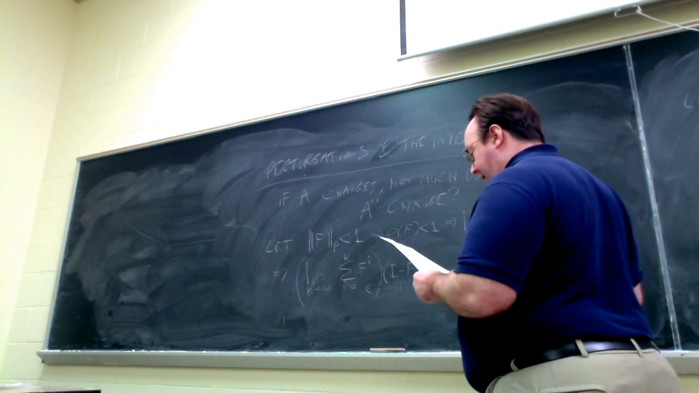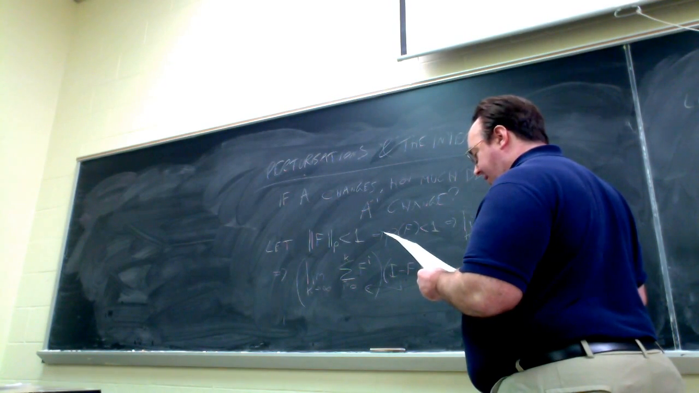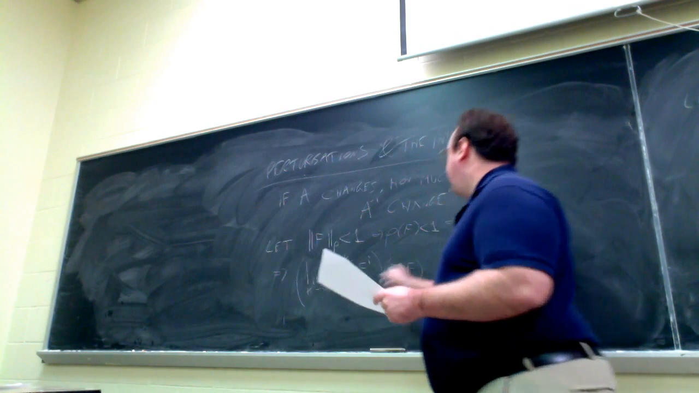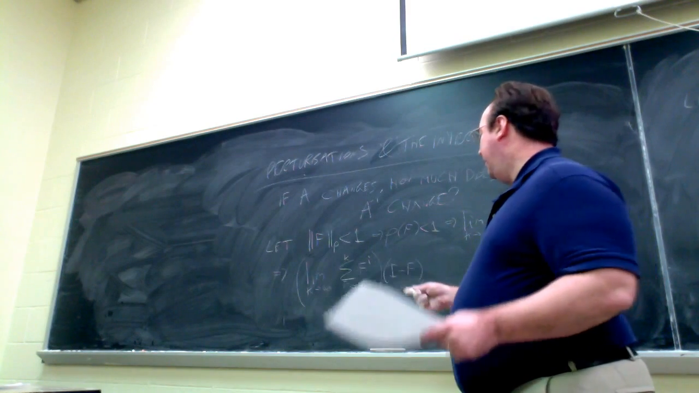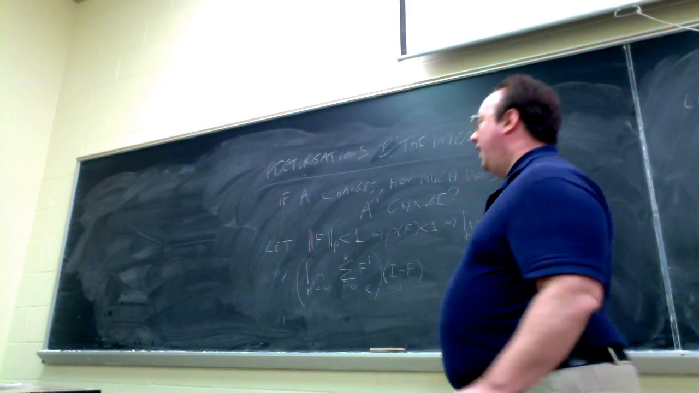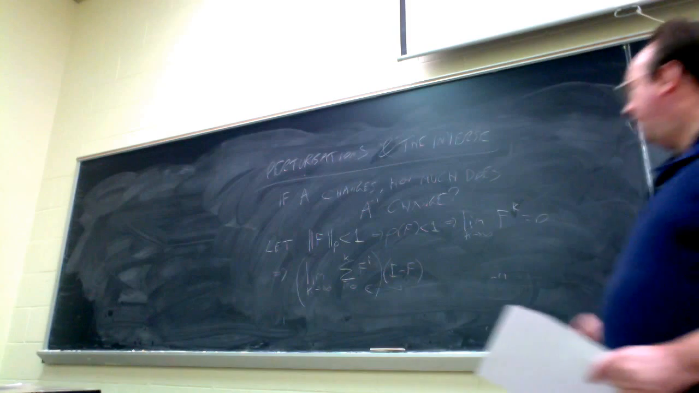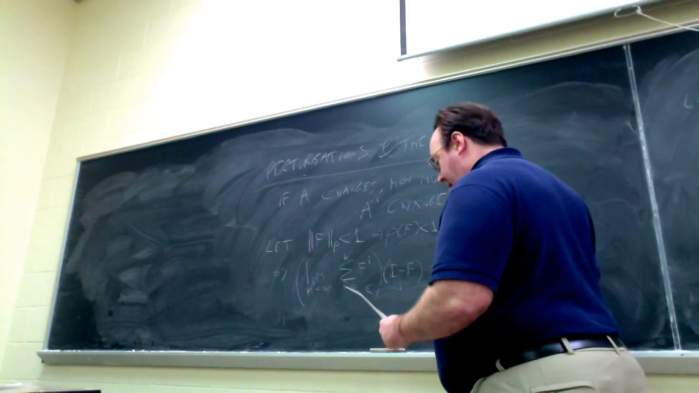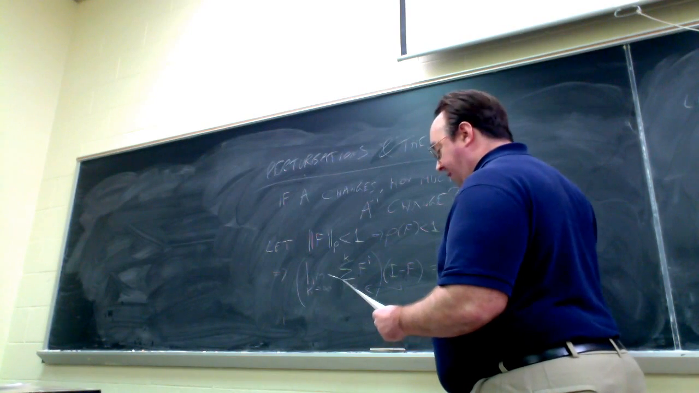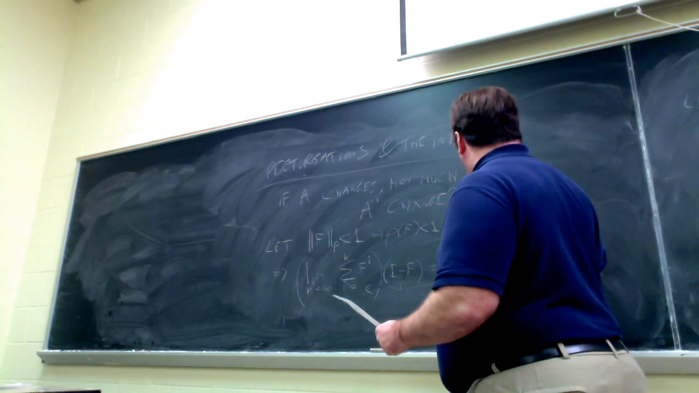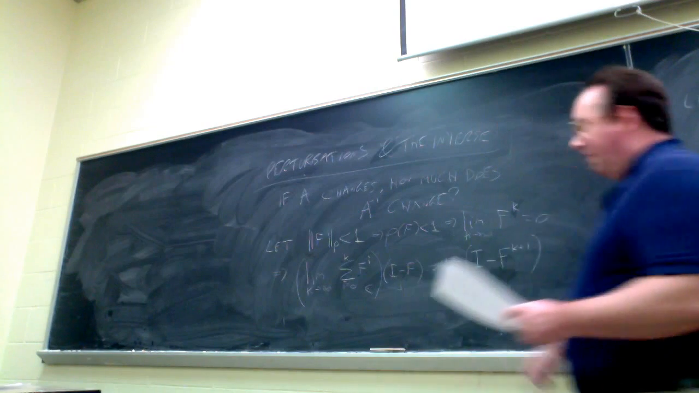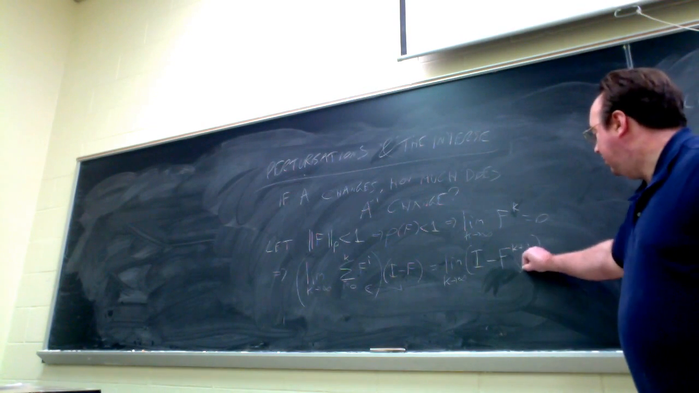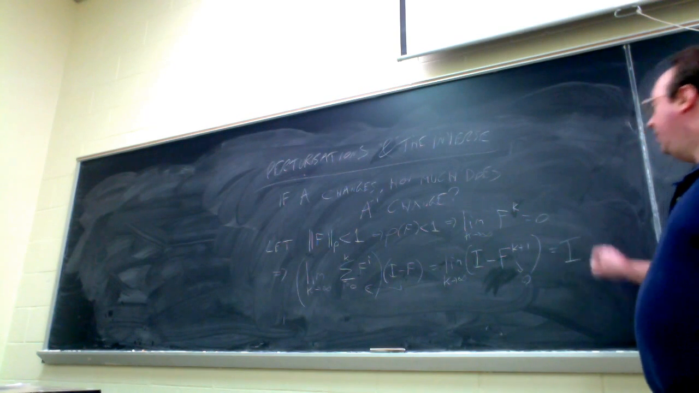I created a telescoping series, because if I move this in here and then distribute, I get all the terms canceling out, except for identity minus F to the k plus 1. And then I take the limit of that as k goes to infinity. But that's going to 0. So what's left is identity.